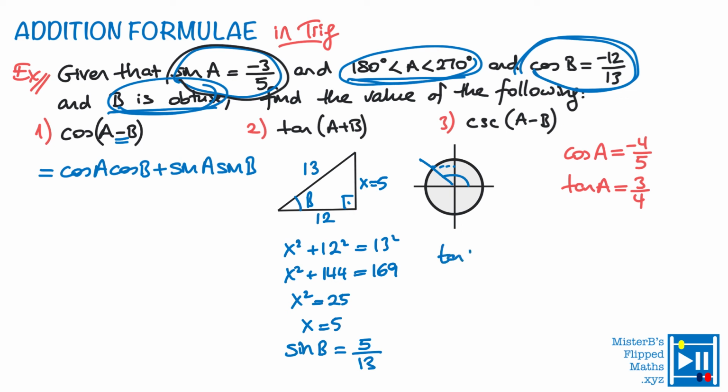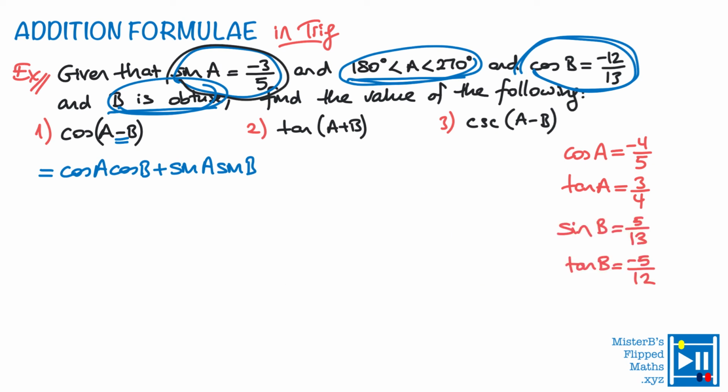Whereas for tangent B, which would be 5/12, it is going to be negative because although sine is positive, cosine is negative. So sine over cosine, which is tangent, will be negative. So tangent B actually is minus 5/12. Let's write these down as well. As you can see, with the help of trigonometric ratios and Pythagoras, I was able to calculate those values. So all I need to do is to substitute them.